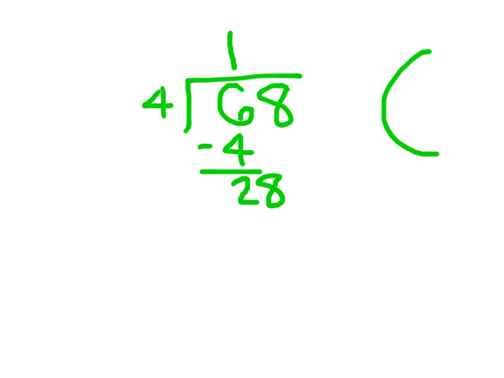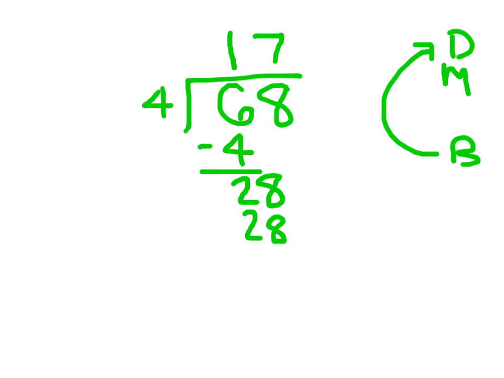After we bring down, again, we have to go back to that division process. And 28 divided by 4 is 7, because 7 times 4 is 28. We subtract at that point. 28 minus 28 is 0, and there's no more numbers to bring down. 0 is our remainder, and when our remainder is 0, we do not write it.